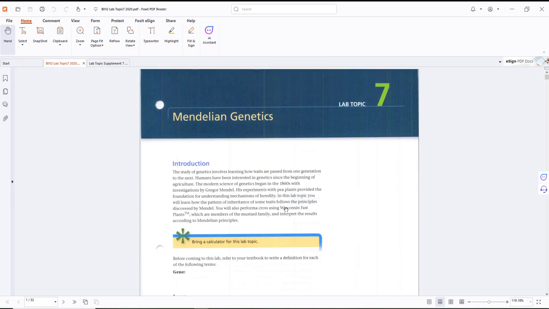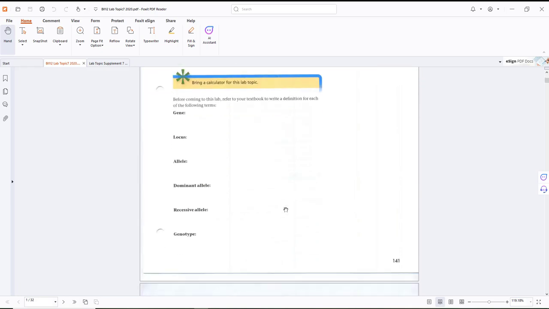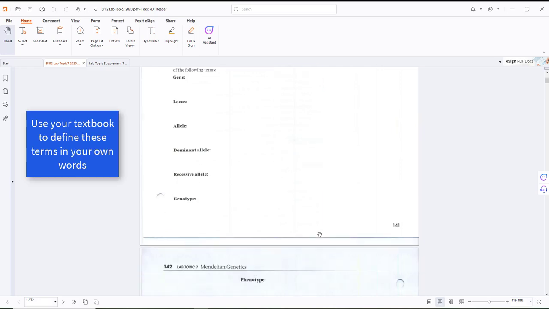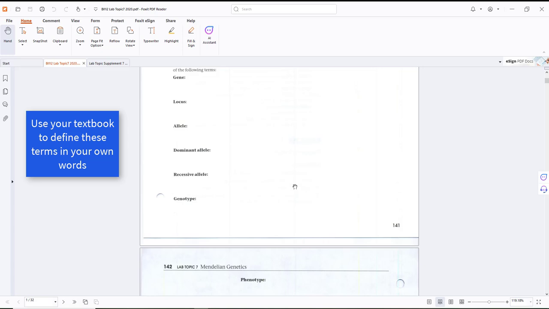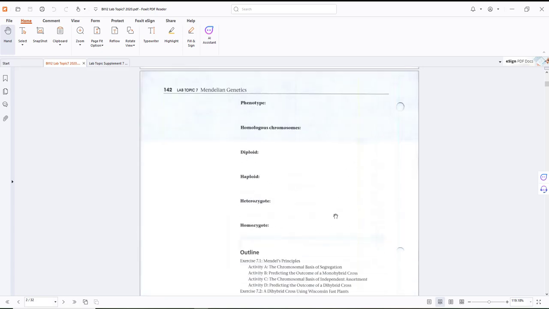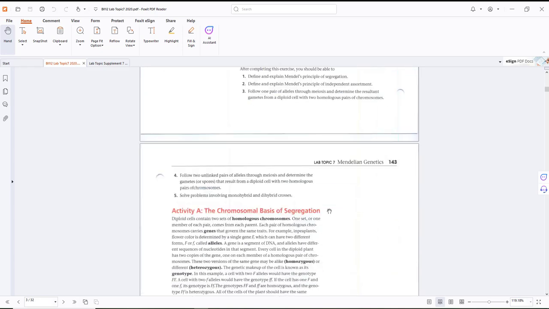So let's get into lab topic 7 with Mendelian genetics. For this first part, you will need to do some definitions. It's a good idea to define these terms from your textbook, looking up the key terms but rewriting them in your own words. So, what is a gene? What is a genotype versus a phenotype, and so forth. Thinking about it in your own words will help you remember things, okay?